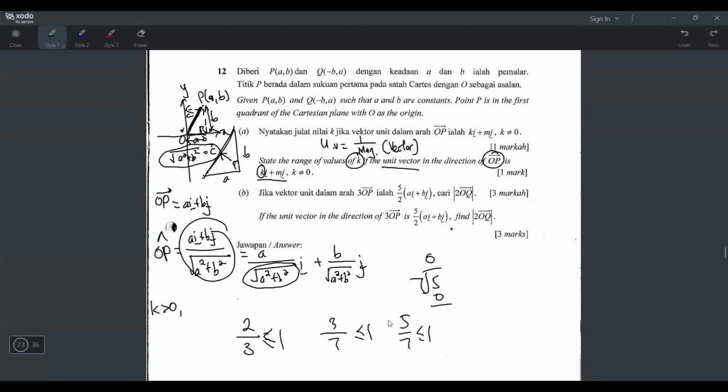But if it's the other way, where the atas punya number lebih besar, then you know you will get more than 1 already, like 1 point something, right? Yeah, because the atas punya number lebih besar. It means you ambil nombor besar bahagi nombor kecil, right? Understand? So now I'll erase this.